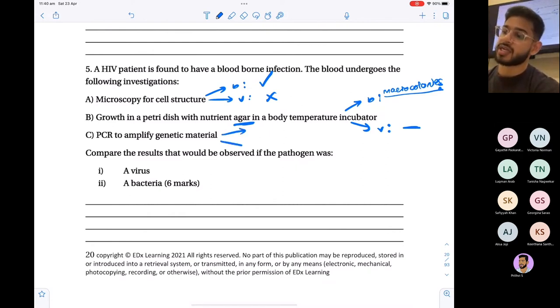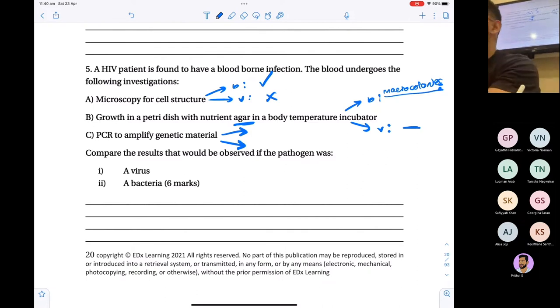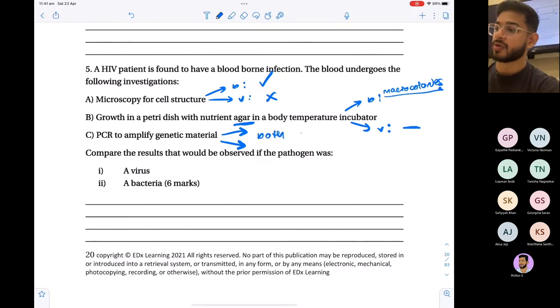What about PCR for genetic material? Any ideas? Well, don't both of them have genetic material, right? But when you PCR, you can identify the specific genetic material. How does PCR work? How does it differentiate genetic samples? What is it based on? Molecular mass, the size of the DNA, right? So viral DNA is typically much smaller than bacterial DNA. But the key point here is it would be able to distinguish viral and bacterial DNA. Both would be positive. Good.